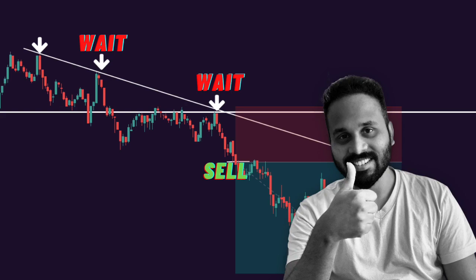Today we'll be discussing a very powerful price action concept. Once you understand this concept, it will be very easy for you to find high probability trade opportunities both for intraday as well as swing trading.